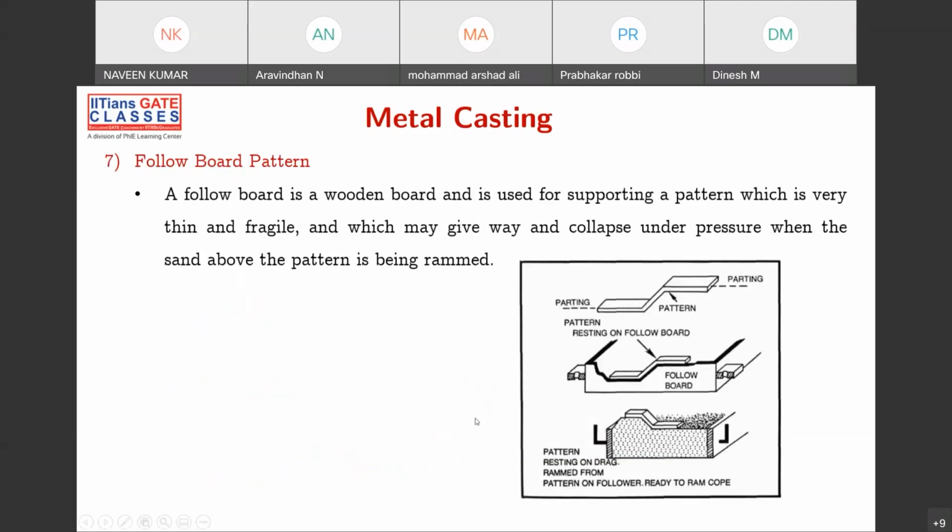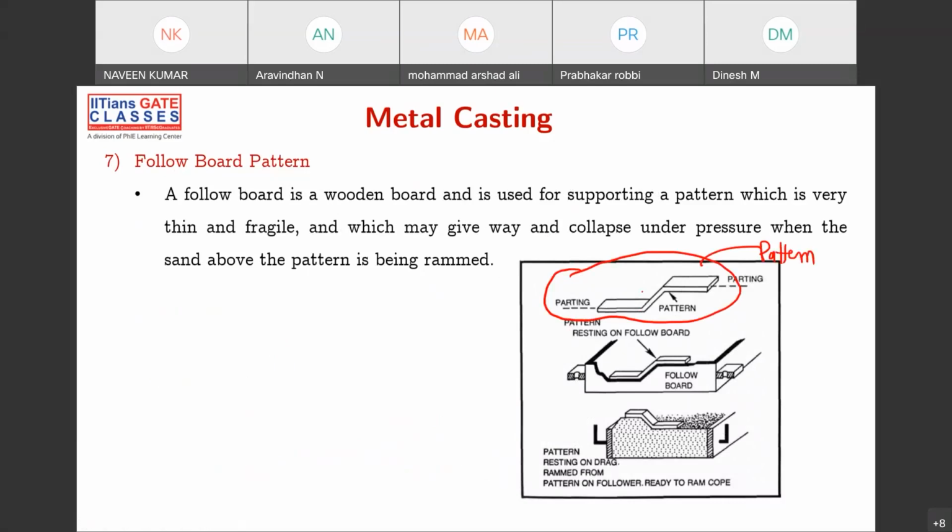Come on, guys, let's proceed. So now here we are discussing the follow board pattern. These are all very miscellaneous patterns, but anyway, let's discuss that. So you see, this is your object that you want to manufacture, and this is your pattern.